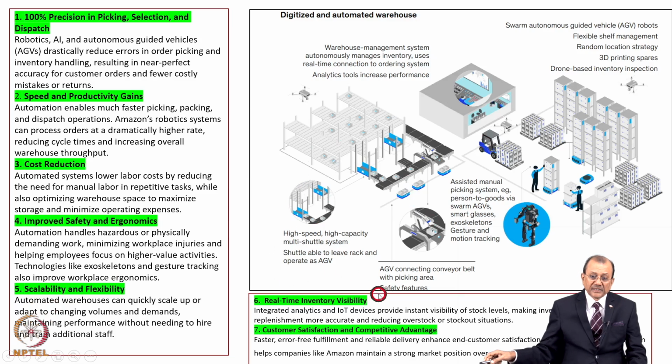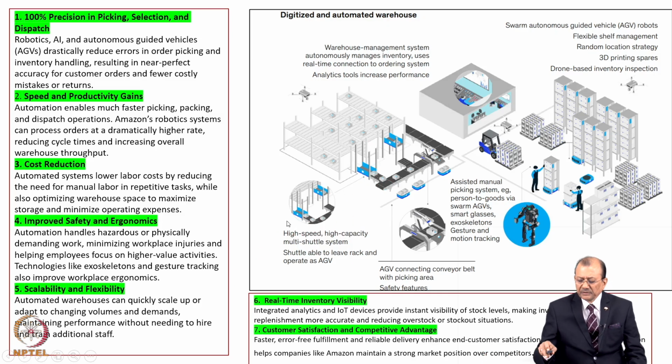Real-time inventory visibility is another advantage. With the help of this kind of automation, the inventory is visible all the time. If there is any shortage of inventory, or suppose the system feels that this inventory is insufficient, it will try to place the order automatically. So this kind of value addition you will find in this operation. I hope you have understood what I mean by value.